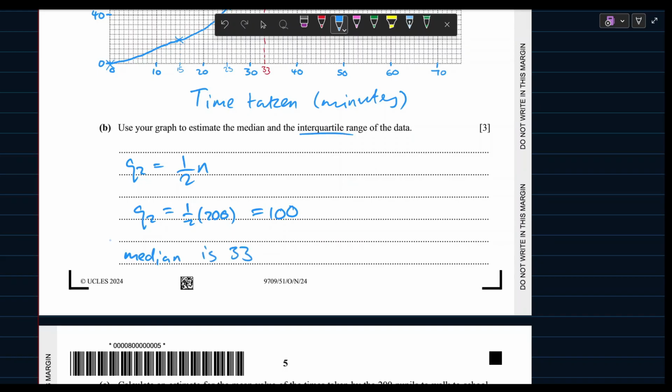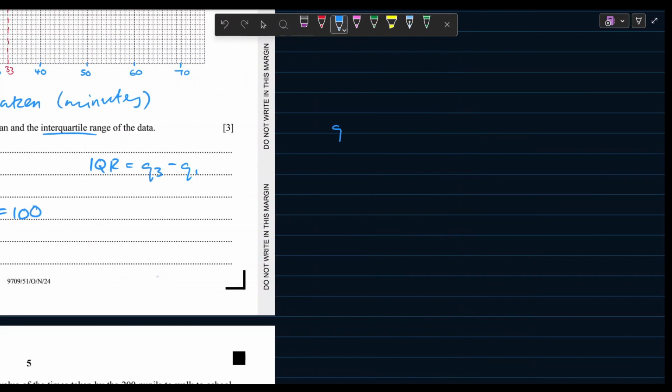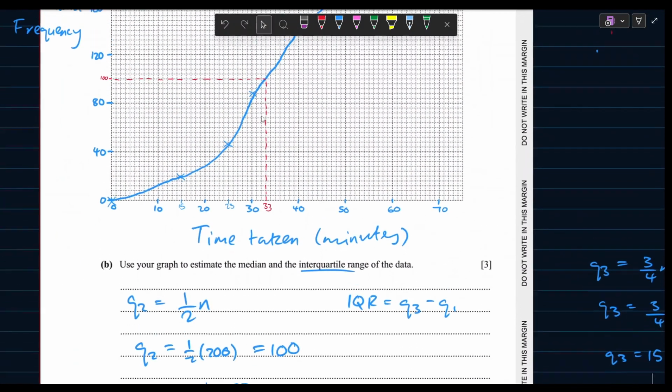And we also need to find the interquartile range. Interquartile range is upper quartile minus lower quartile. Okay, so to get the upper quartile, Q3, that is going to be 3/4 of n. So Q3 is 3/4 of 200, which is going to be 150. So Q3 is equal to 150.